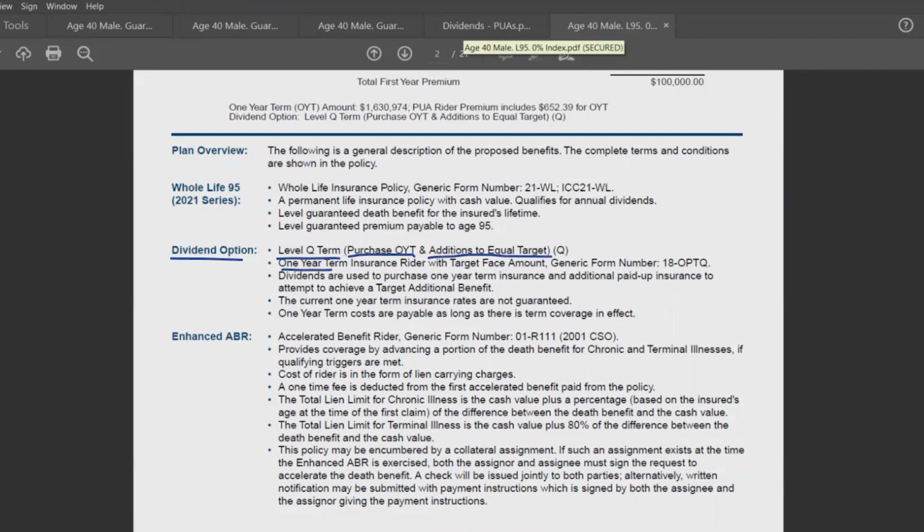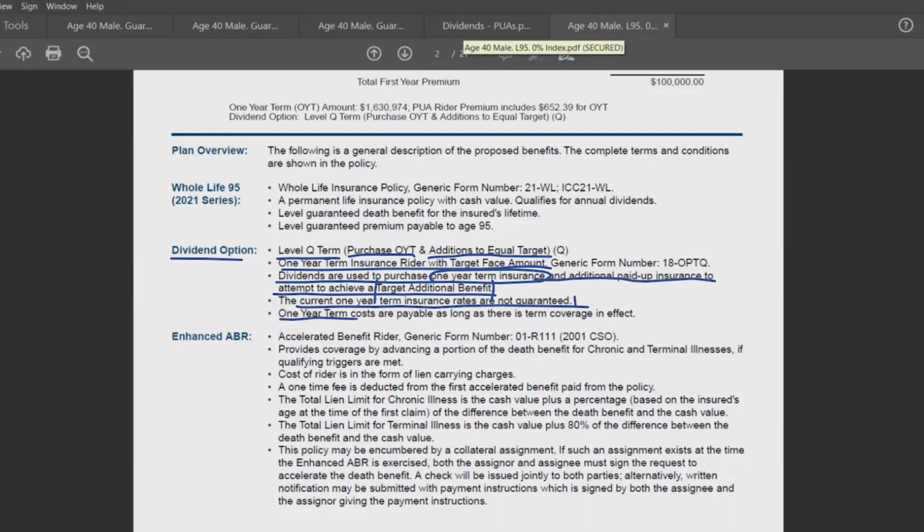So, 1-year term insurance rider with target face amount. Dividends are used to purchase 1-year term insurance first and additional paid up insurance to attempt to achieve a target additional benefit. I'm going to show you exactly what that means in a second. This is what I mean when I say target additional benefit. The current 1-year term insurance rates are not guaranteed, meaning they can raise the term rider costs if they want to. I would check out any of our 1-year term transparency videos as we go through those guaranteed costs.